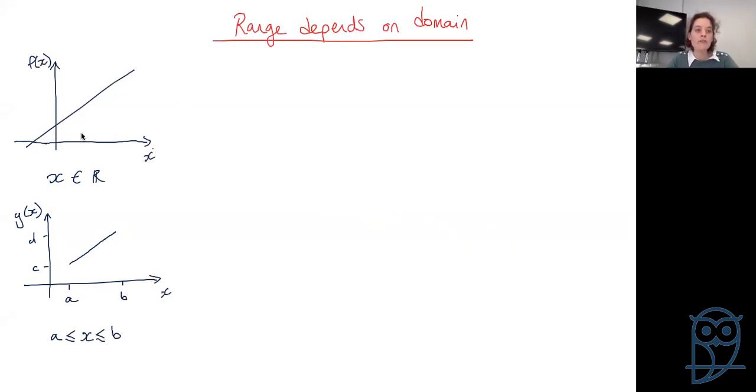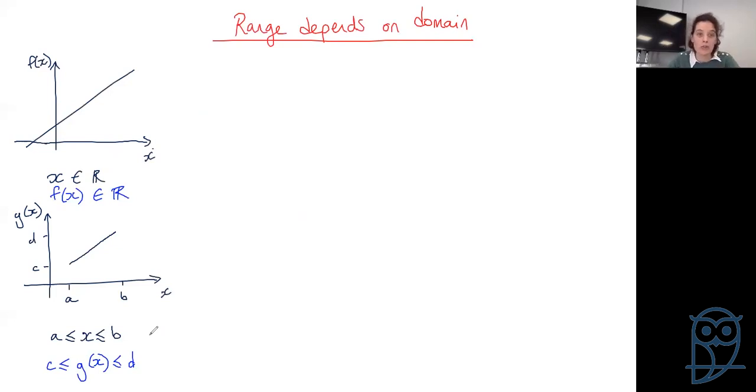In this first one, if any number goes in, well, any number comes out. So f(x) is any real number. Here, we're not spitting out any number. We're not spitting out a value of minus 10 from the domain that we've been given. We're only spitting out values between C and D. So C is less than or equal to g(x), which is less than or equal to D. So as soon as we crop that domain, we crop the range.